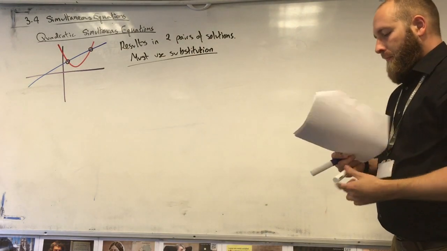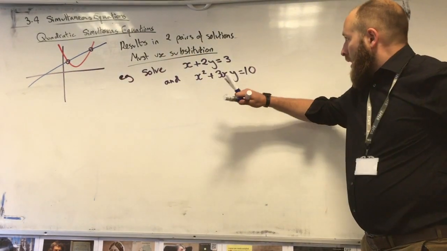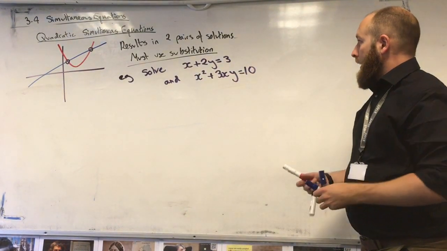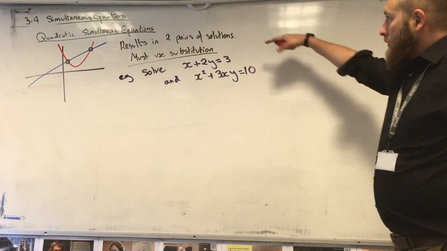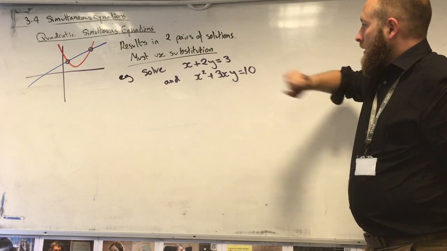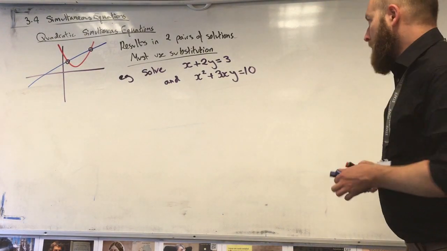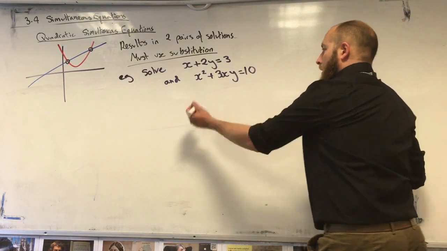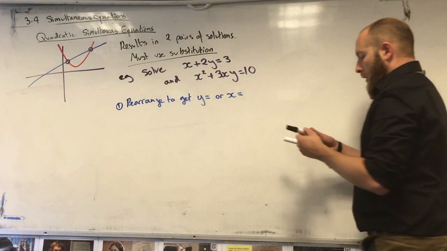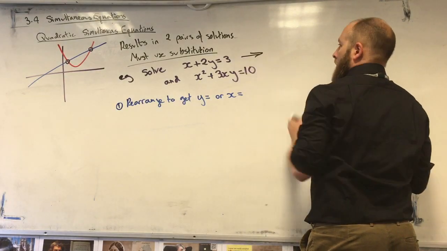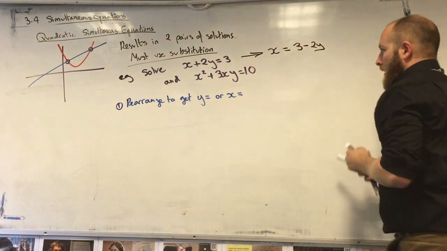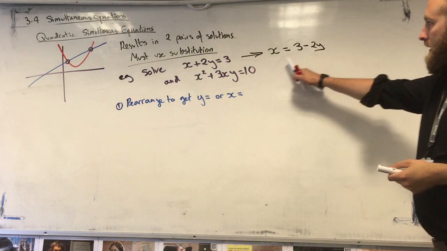So, for example, here we've got two equations. One has an x squared in it and has a function of x and y. The other is a straight line. So to solve this one, we're going to rearrange our line to get y equals, and then we're going to substitute that into the more complicated equation. So step 1, rearrange to get y equals or x equals. So I'm going to rearrange this one to get x equals 3 minus 2y. We're then going to substitute this into the other equation.